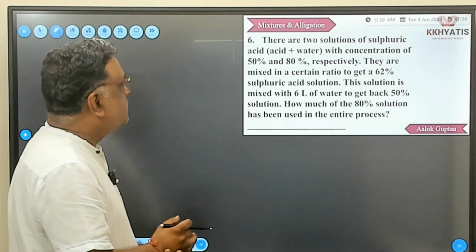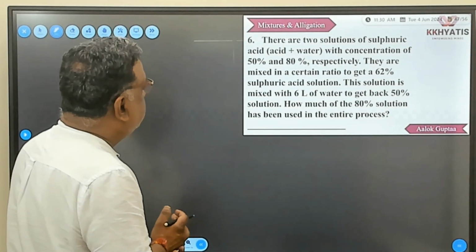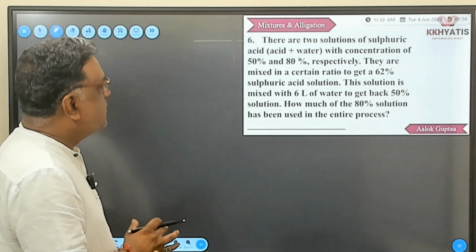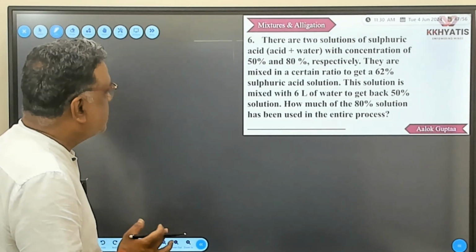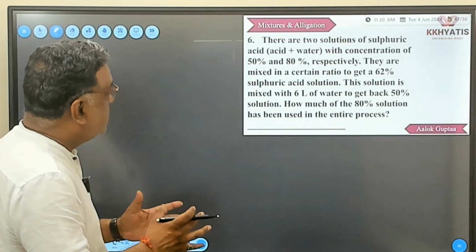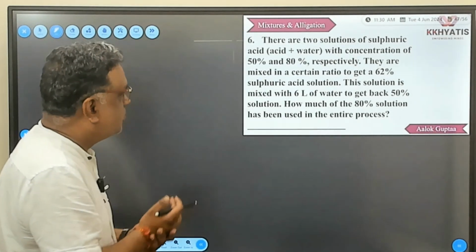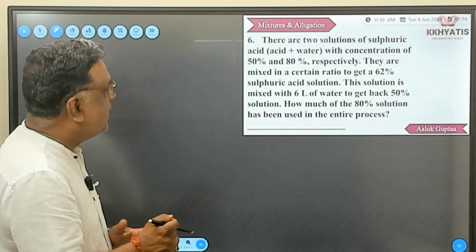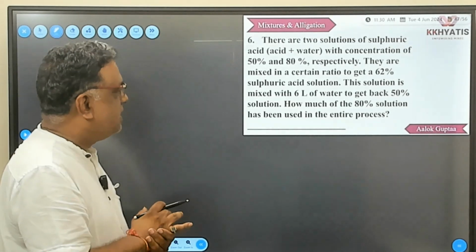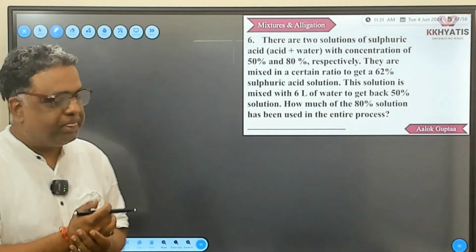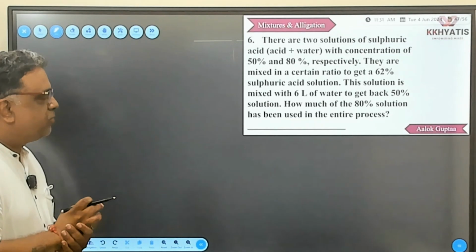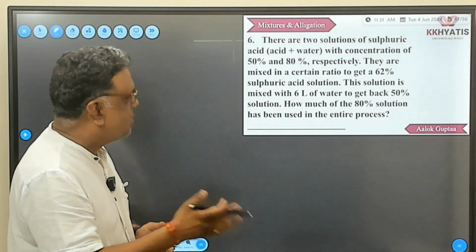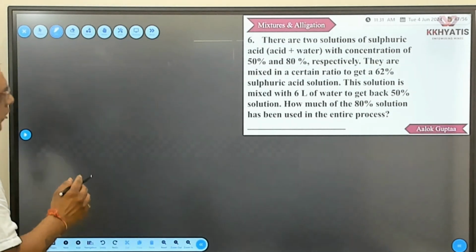There are 2 solutions of sulfuric acid with concentration of 50% and 80%. They are mixed in a certain ratio to get a 62% sulfuric acid. This solution is now mixed with 6 liters of water to get back 50% solution. How much of the 80% solution has been used in the entire process? So very interesting sum. So probably we will have to apply alligation, or we'll have to apply ratio and proportion after alligation. Let's see how we do it.